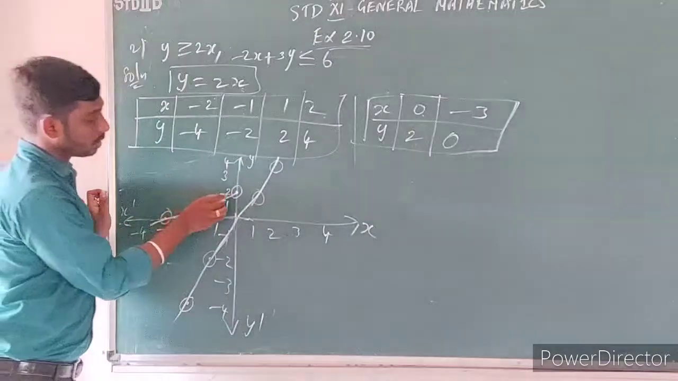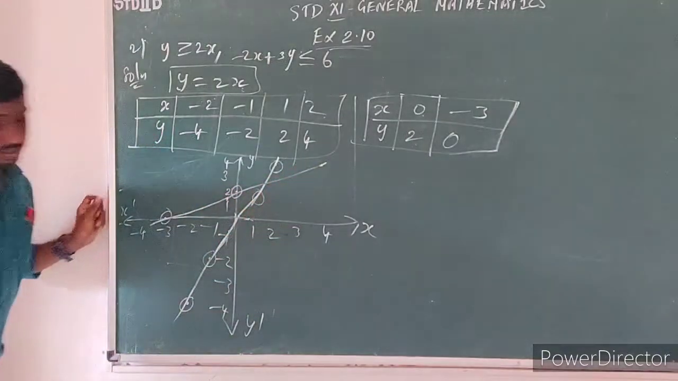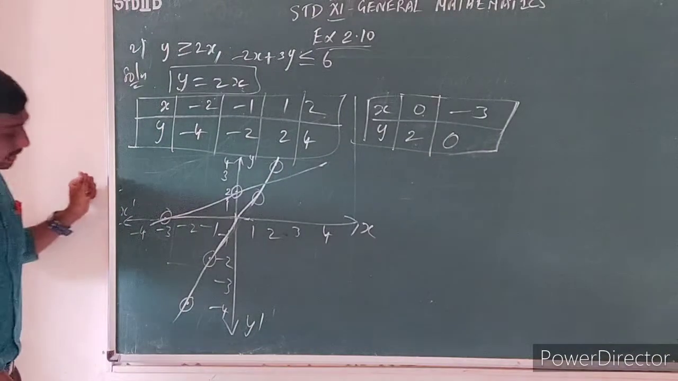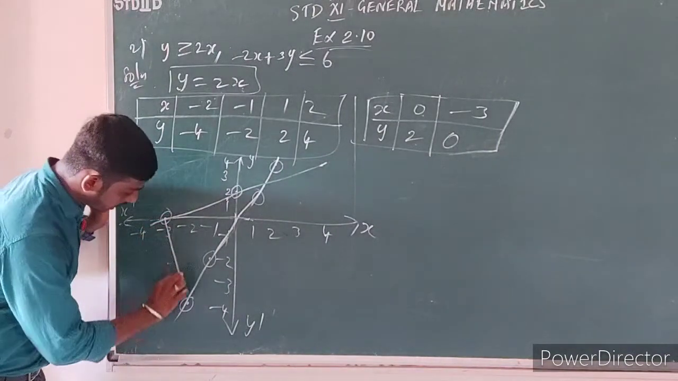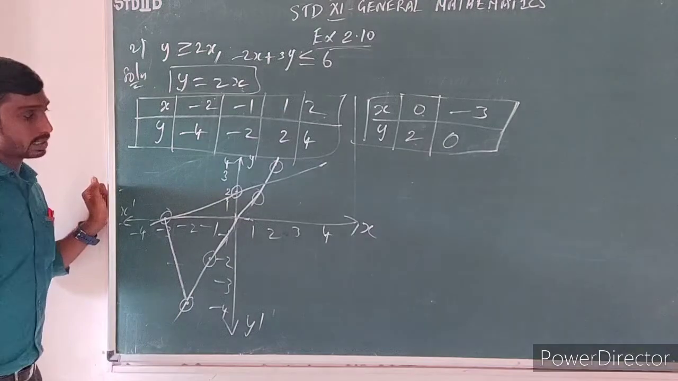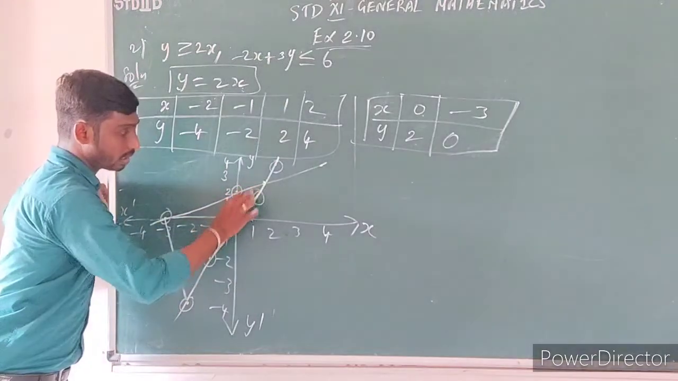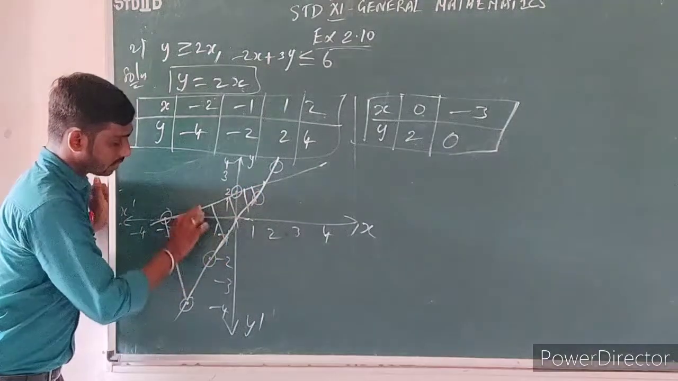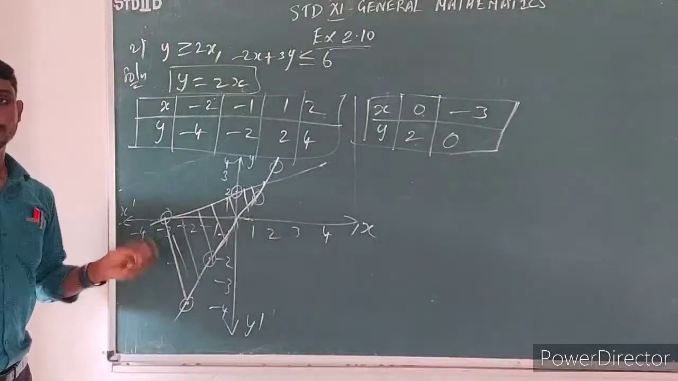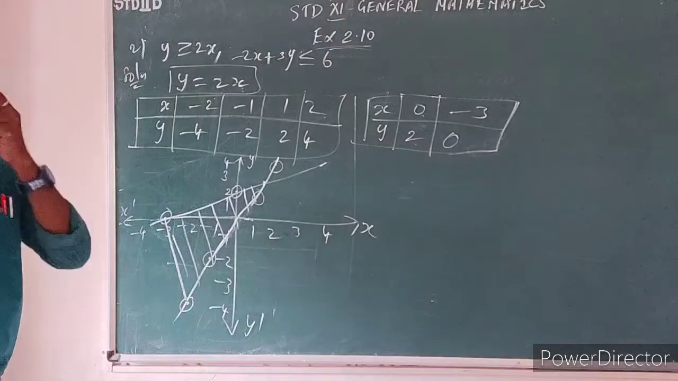Joining the points, this will go like this. So what are the remaining parts here? What is the extreme point here? Minus 3 and minus 4 is the extreme point. Otherwise this one is the extreme point. Now we have to shade this region. That's all. Very simple one.